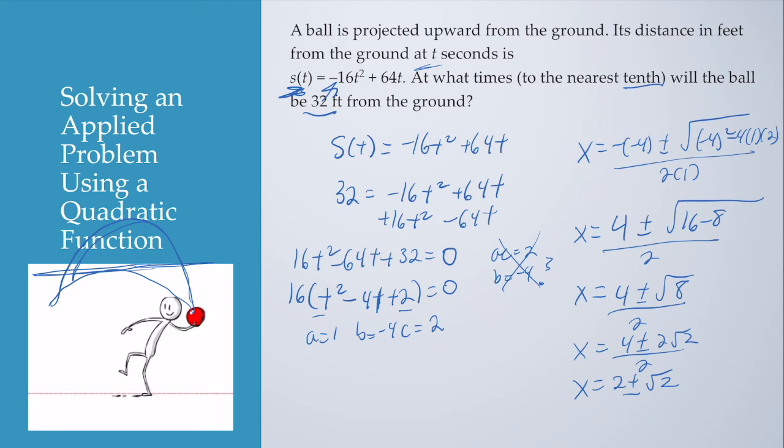Well, let's plug this into my calculator. 2 plus the square root of 2 is about 3.4. So it'd be 3.4 seconds. And 2 minus the square root of 2, because remember we're solving for, it wasn't x in this case, it was t, where t is in time, but I ought to have it switched back to x, sorry. 2 minus the square root of 2 is 0.6 seconds. So at what times will my ball be 32 feet from the ground? That'll be at 3.4 seconds and 0.6 seconds as our final answer.